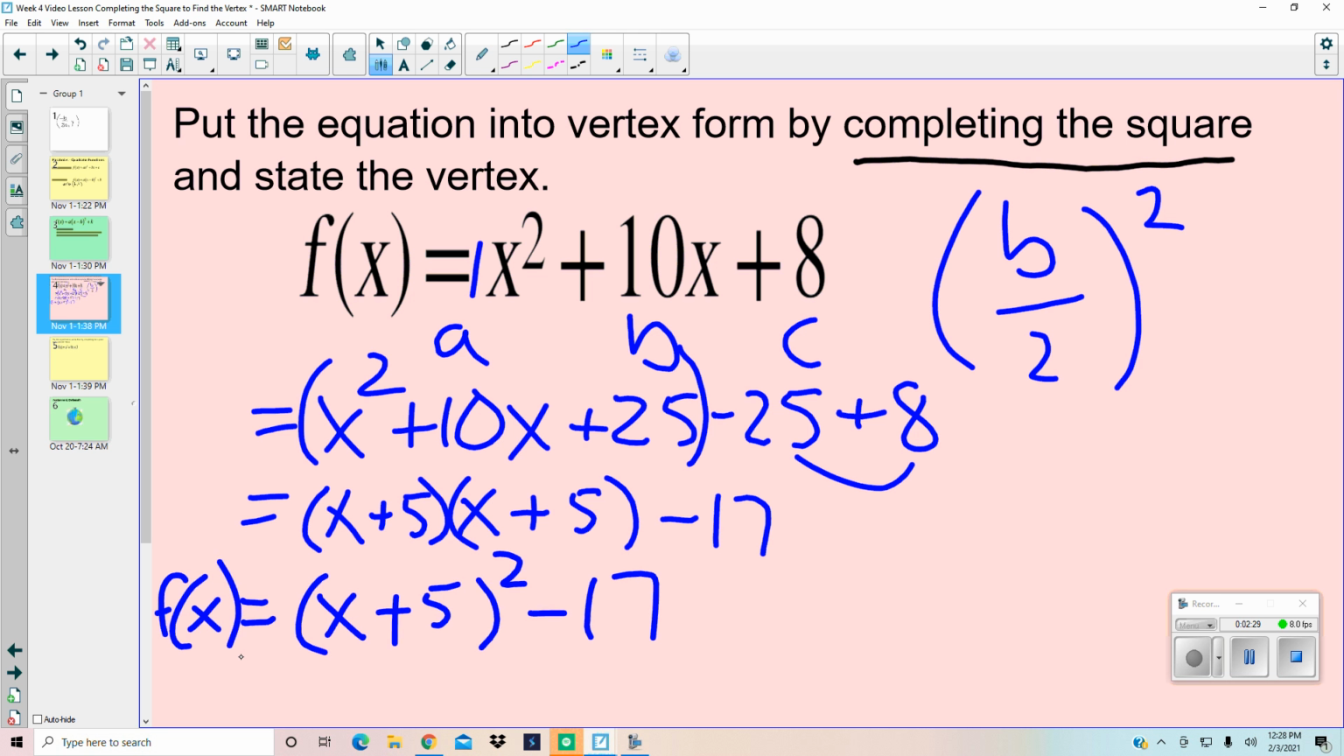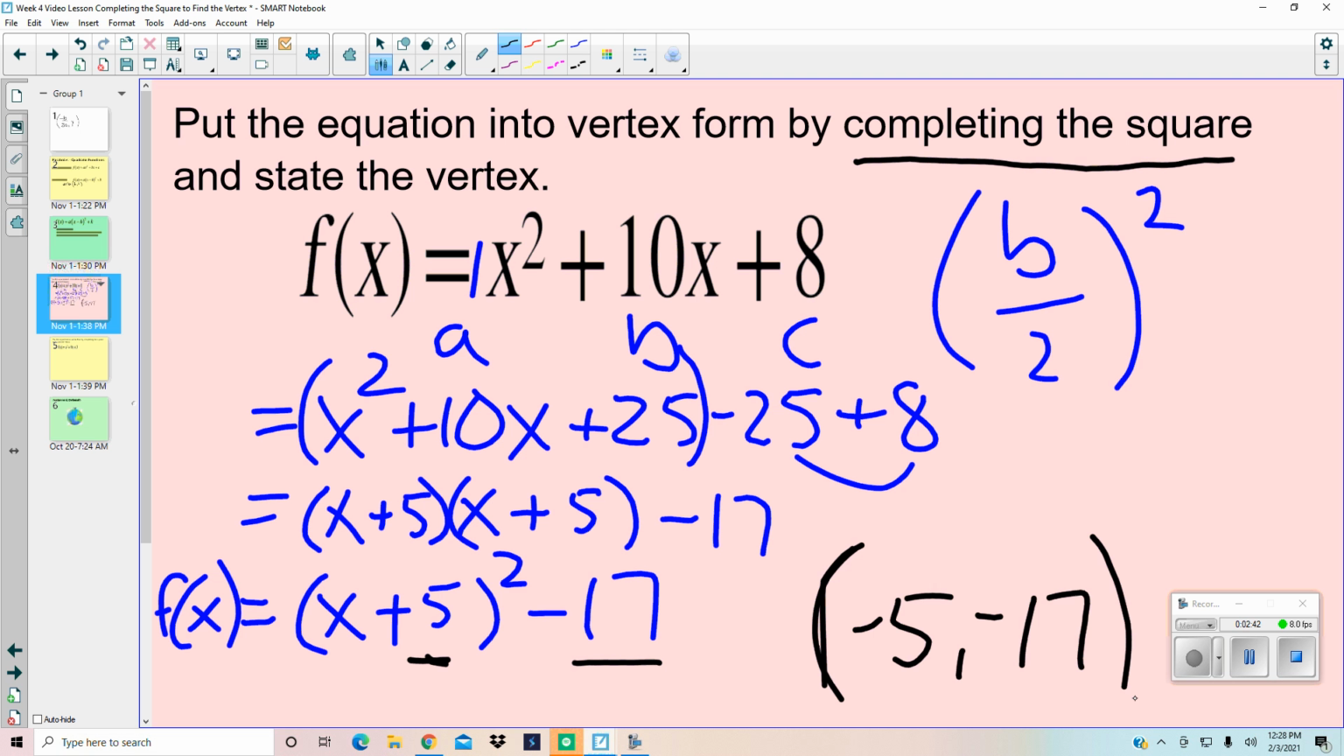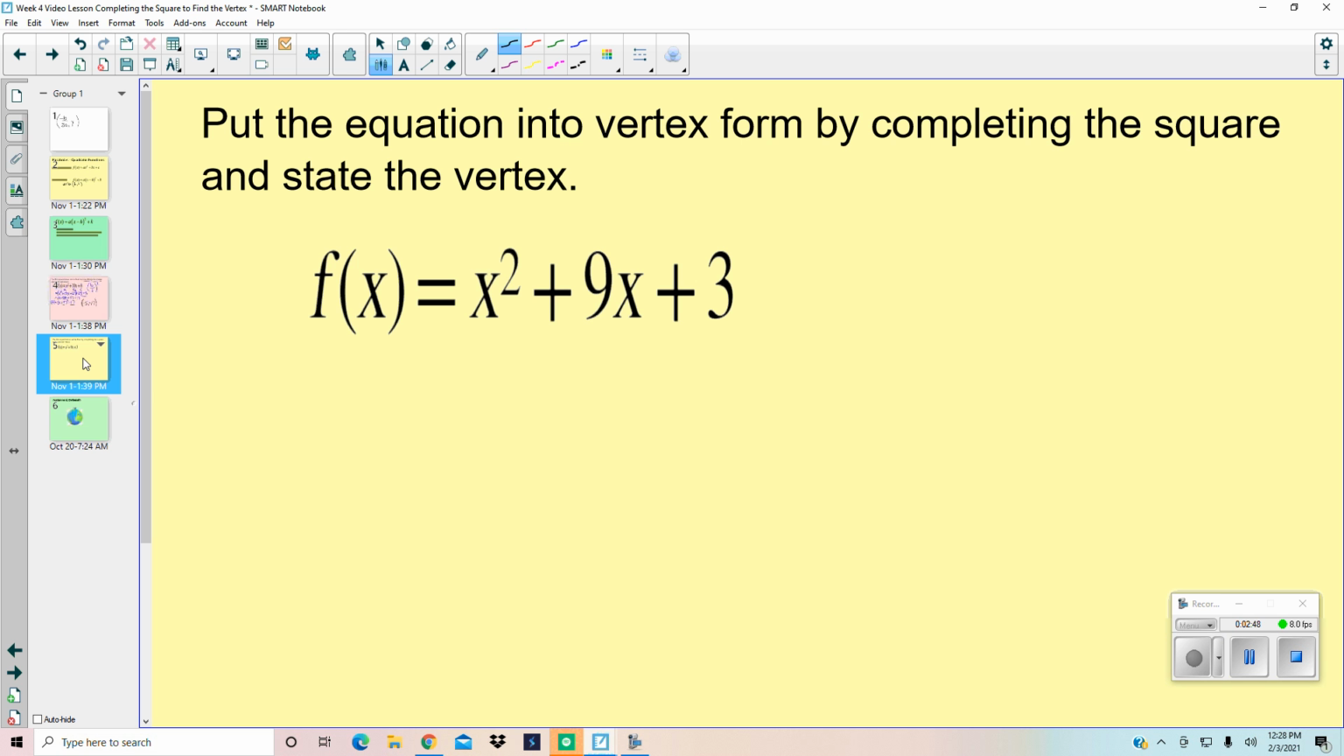Well, now it's in vertex form. So the vertex is going to be the opposite of that number right there, and then you keep the negative 17. So the vertex would be negative 5, and then negative 17. So if the equation's in vertex form, that's the way to look and see what the vertex is. Okay, so let's do another one.